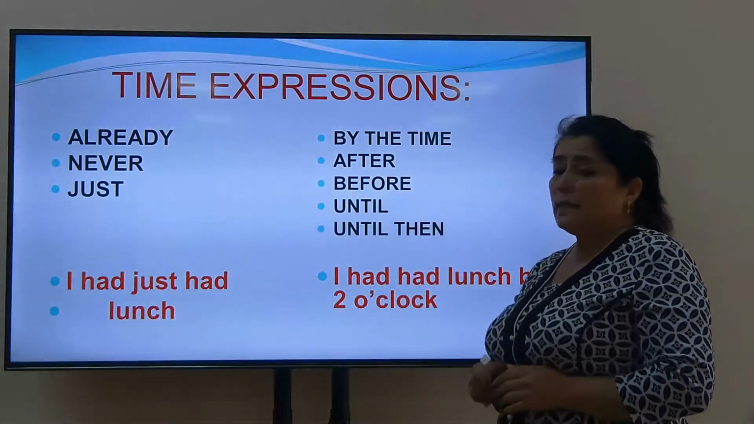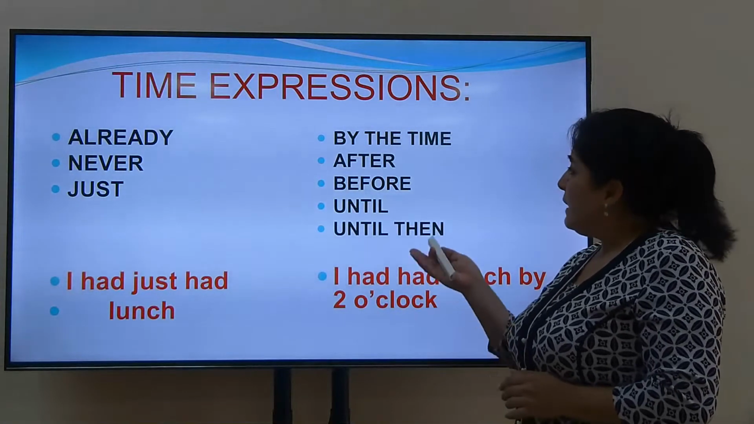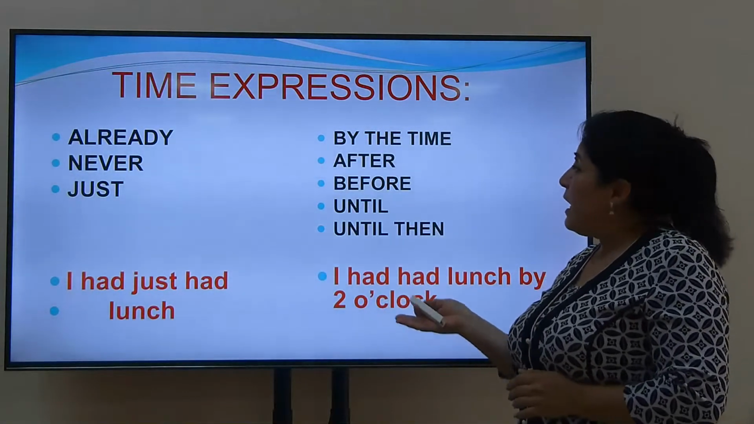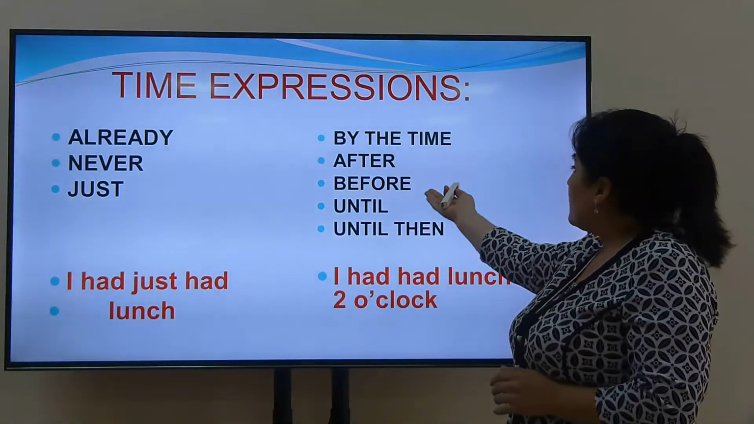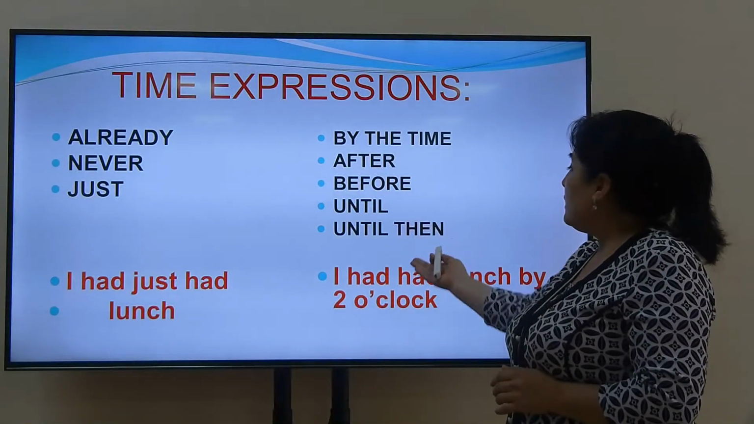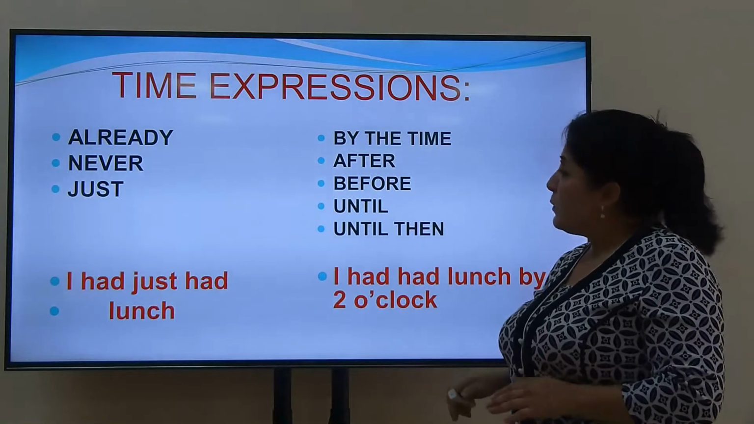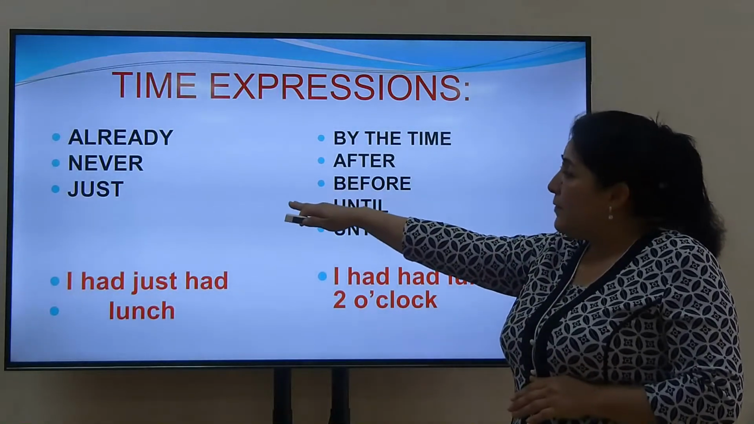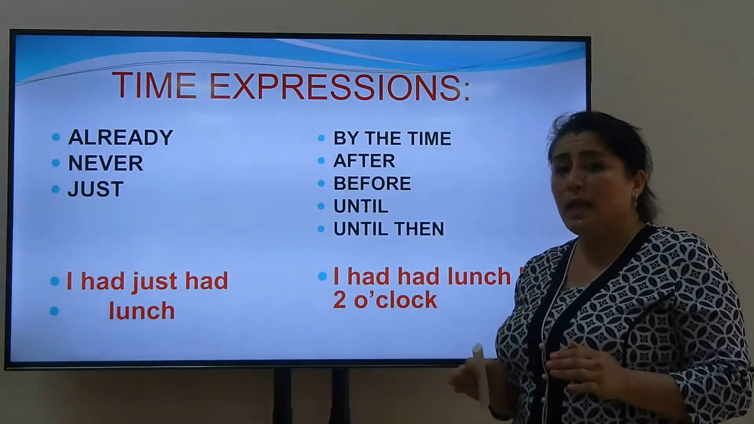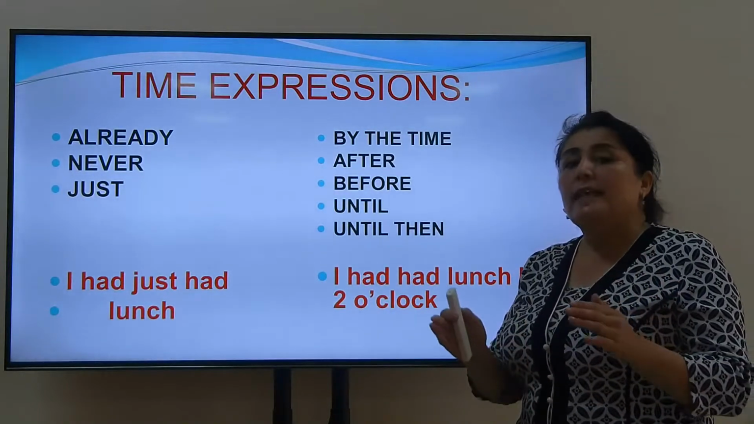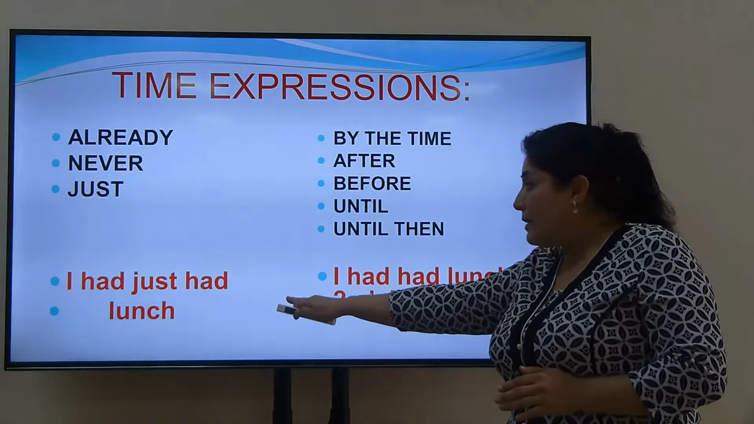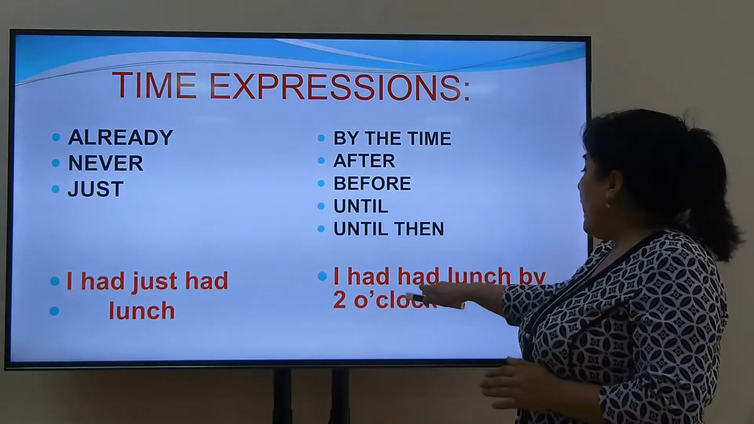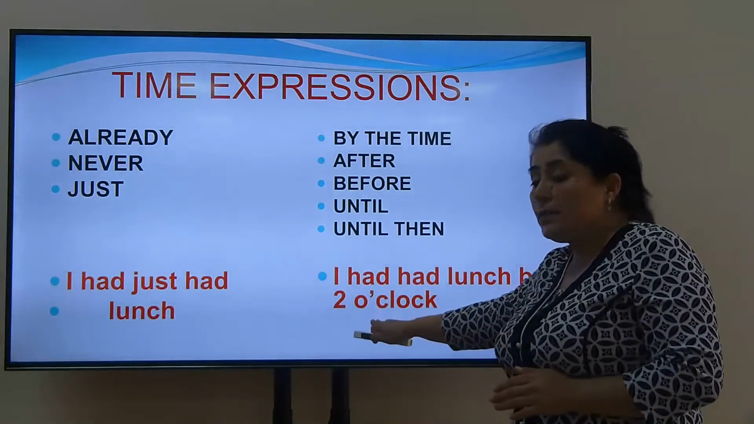We use time expressions in the past perfect tense. There are already, never, just, by the time, after, before, until, and until then. We use already, never, and just at the beginning or at the end of the sentence. For example, I had just had lunch. I had had lunch by 2 o'clock.